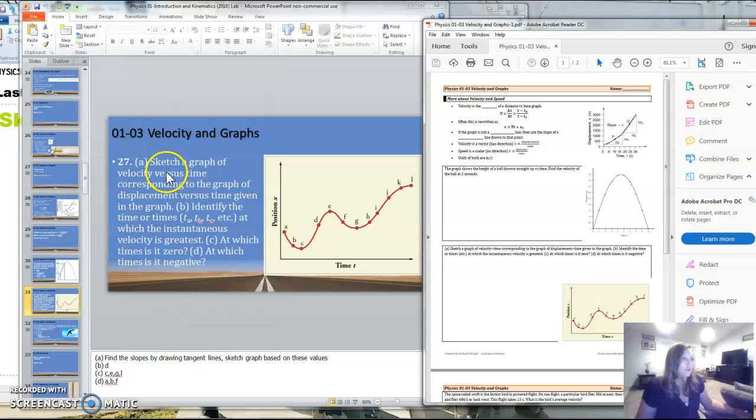Question A says, sketch the graph of velocity versus time corresponding to the graph of displacement versus time given in the graph. So for AP students, you just use the technique of finding the slopes by drawing tangent lines. Sketch the graph based on those values.